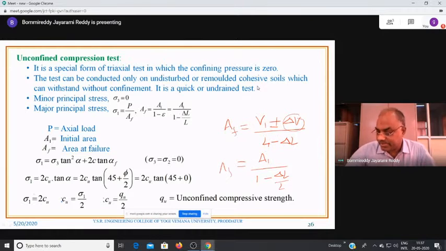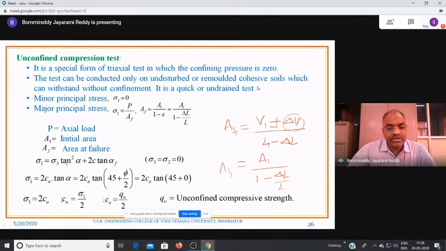The same formula you can look at here: A1 by 1 minus delta L by L. So accordingly, P is the axial load, A1 is the initial area of failure. So you can find out the area of failure and also sigma 1. Once sigma 1 is known, this plastic equilibrium equation is valid.